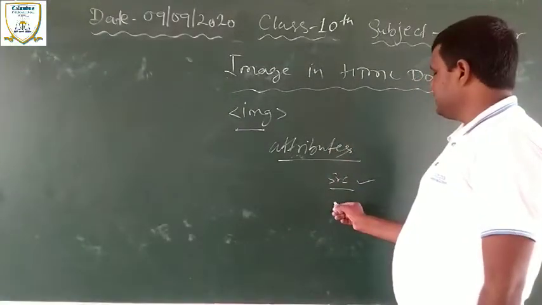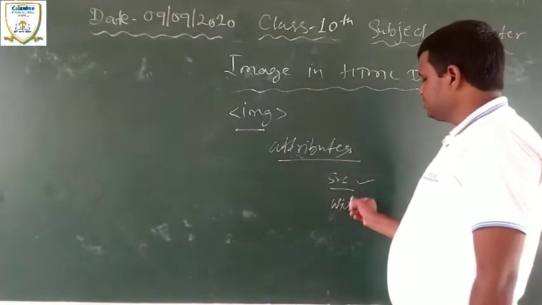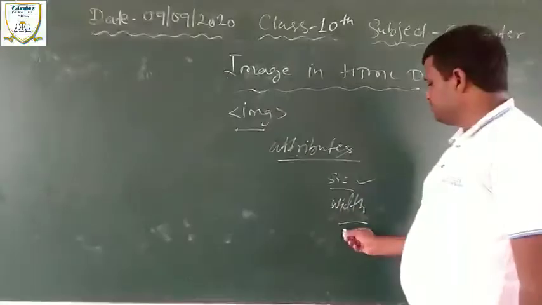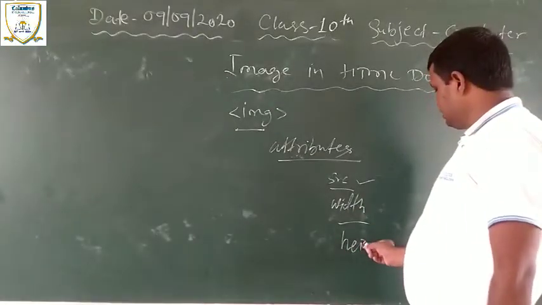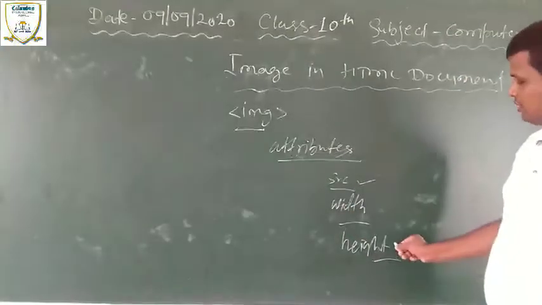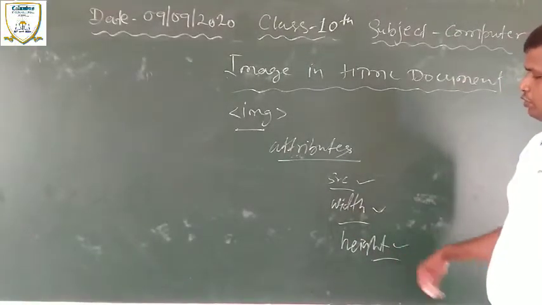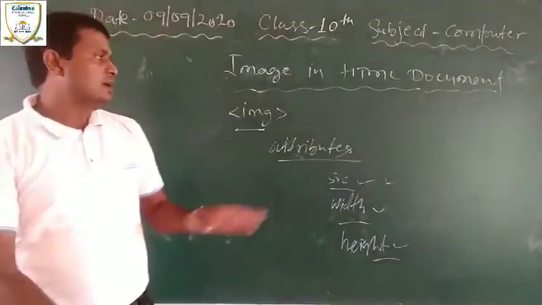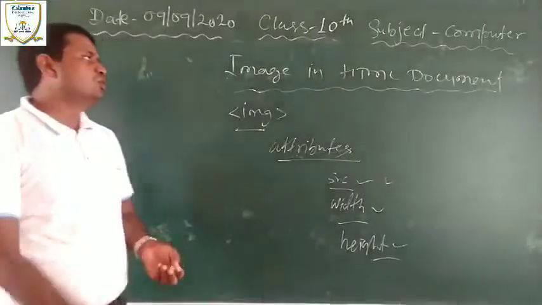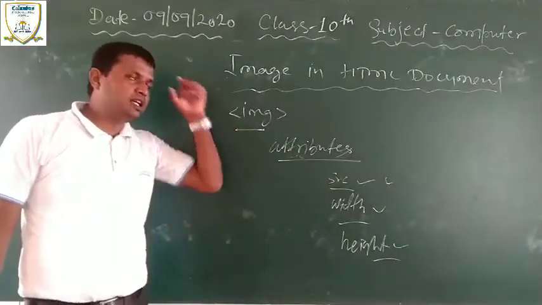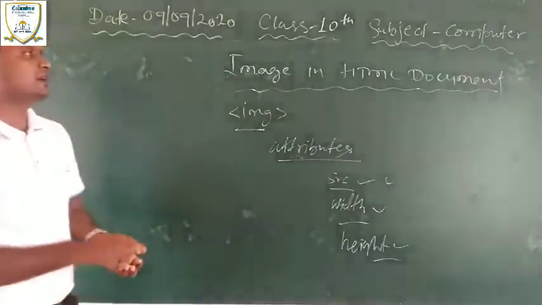Then width, which is the width of the picture, and after that height, which depends on the height of the picture. You decide what height and width you want for the picture, and with src you insert the picture. So this is the tag and these are the attributes to insert a picture in the HTML document.